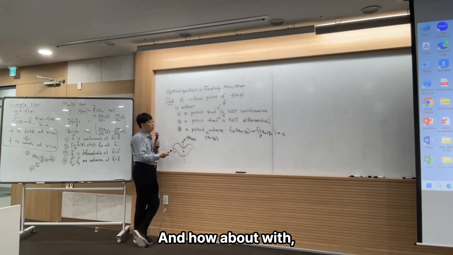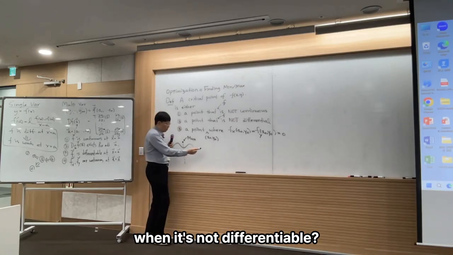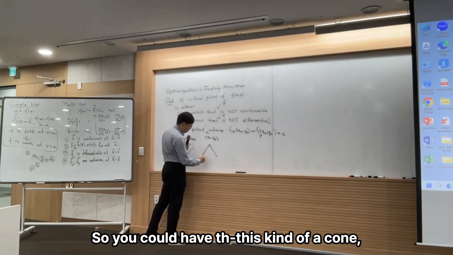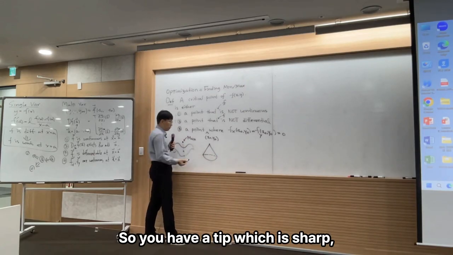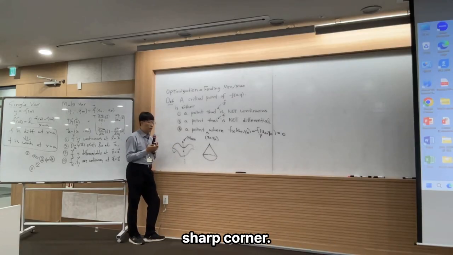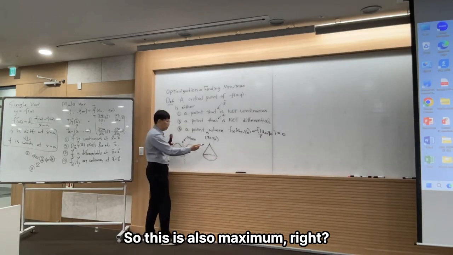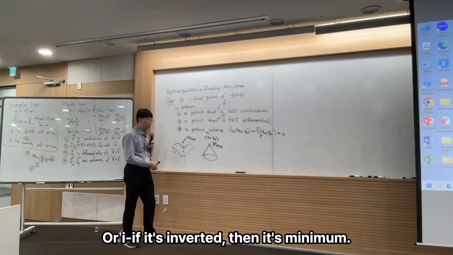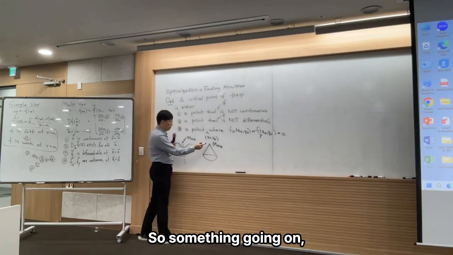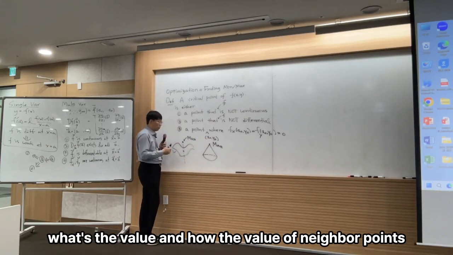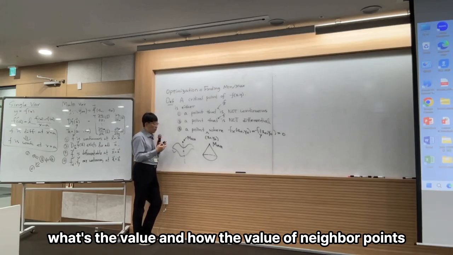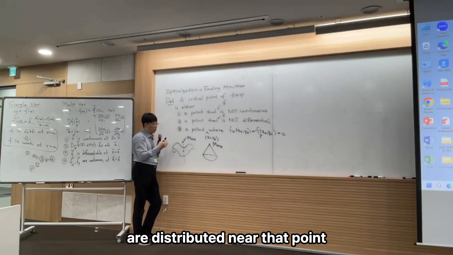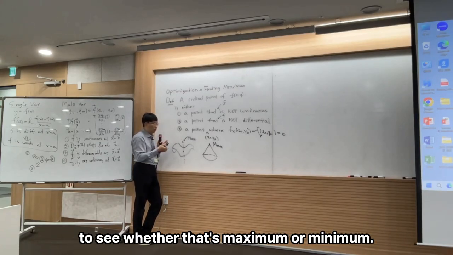And how about when it's not differentiable? You could have this kind of a cone, so you have a tip, which is a sharp corner. So this is also a maximum, right? Or if it's inverted, then it's a minimum. So you should check what the value is and how the values of neighbor points are distributed near that point to see whether that's a maximum or minimum.